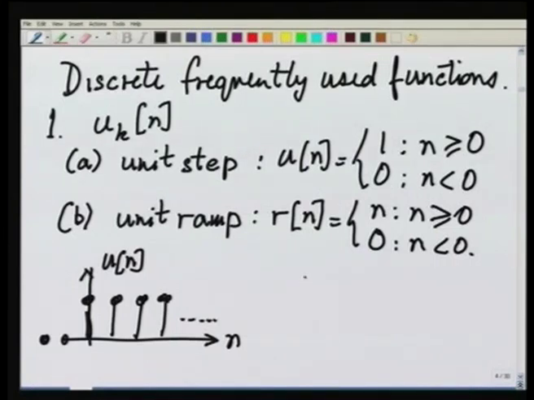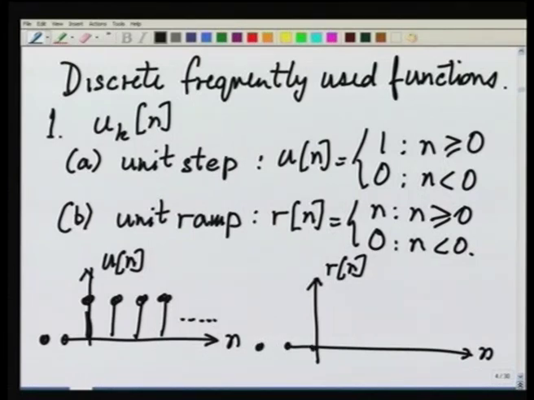R of n: zero, 0, 0, 1, 2, 3. This is 1, 2. By the way, this is 1. And so on. This is the unit ramp.